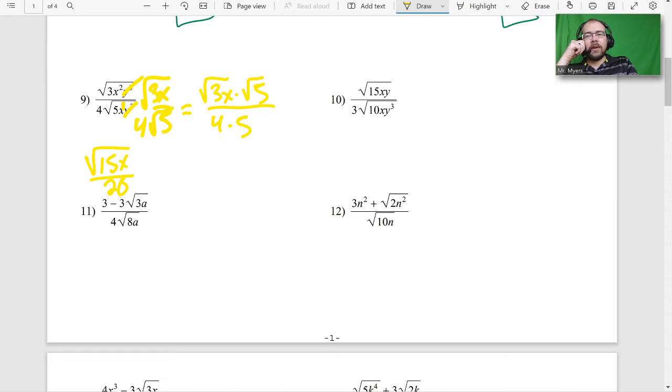We can multiply the 3 and the 5 on the top. They're both square roots. The x is still going to be under the radical. On the bottom, 4 times 5 is 20, and that's it. That's the answer. Okay. So you just got to be careful and do it step by step and get lots of practice in, and you'll be good to go with this stuff, right? That's how it always works. Practice makes perfect, they say.